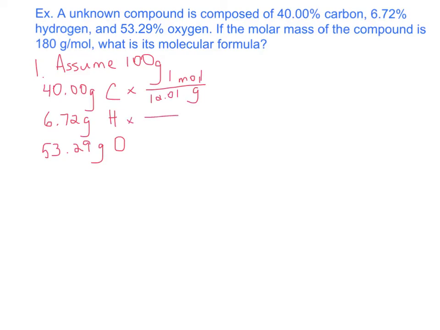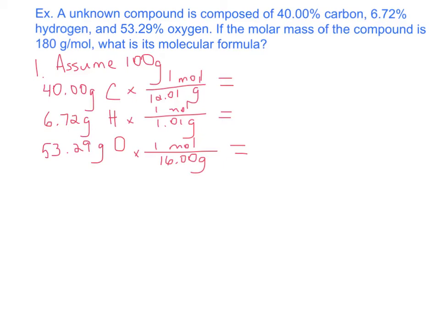How about hydrogen? 1 mole is 1.01 grams. And for oxygen, 1 mole is 16.00 grams. Now we'll do out the math for each of these. You'll take 40 and divide by 12.01. You'll take 6.72 and divide by 1.01. And you'll take 53.29 and divide by 16.